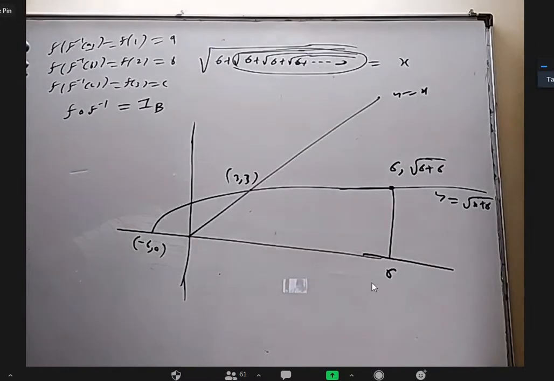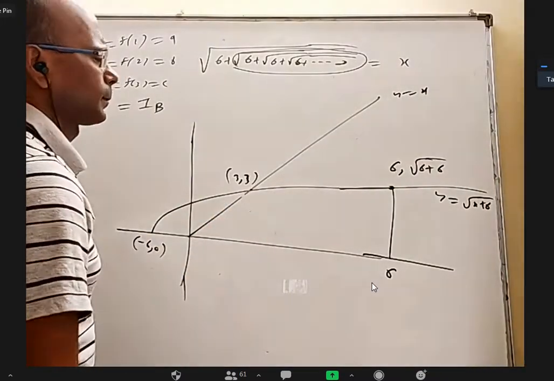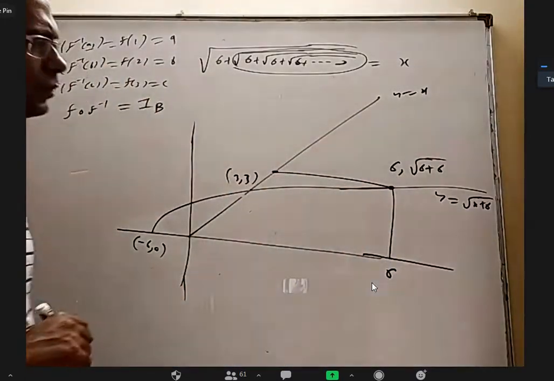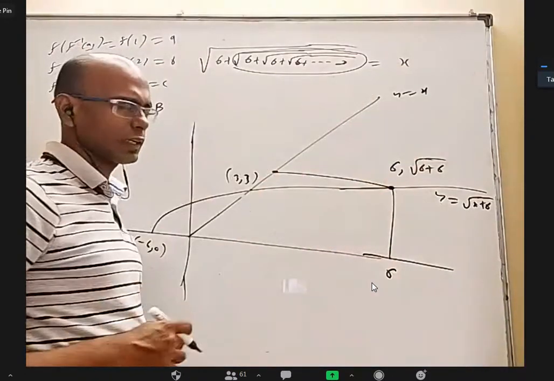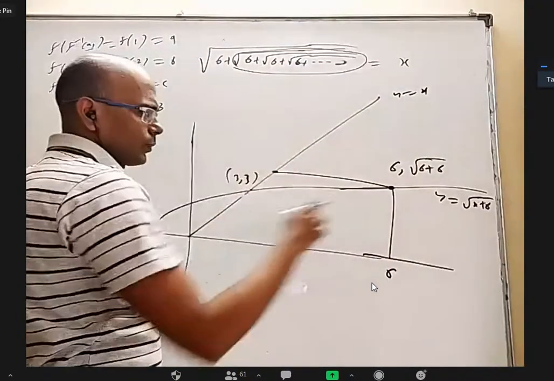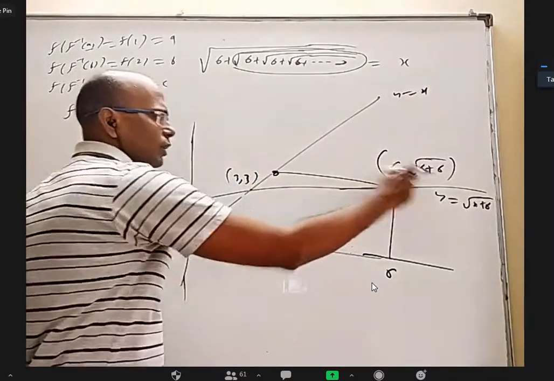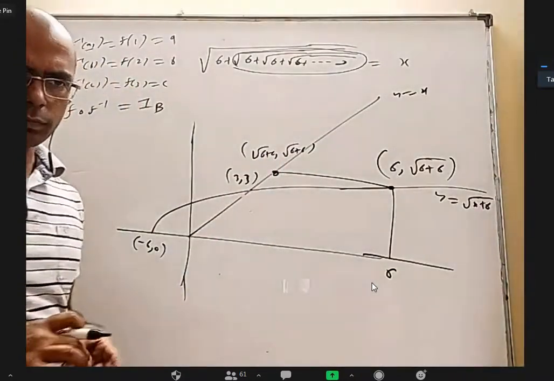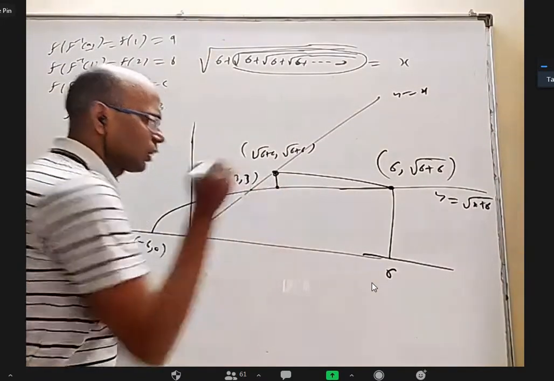No, something is missing here. Just a minute. This is 3 comma 3. This looks right. If I go horizontally, yeah, that's fine. You don't have to start with 6. You can start with any number actually. So this is 6 comma root 6 plus 6. If I go horizontally, what will that point be? Same y coordinate as this. I'll get root 6 plus 6 comma root 6 plus 6. Am I right? Yes, sir.